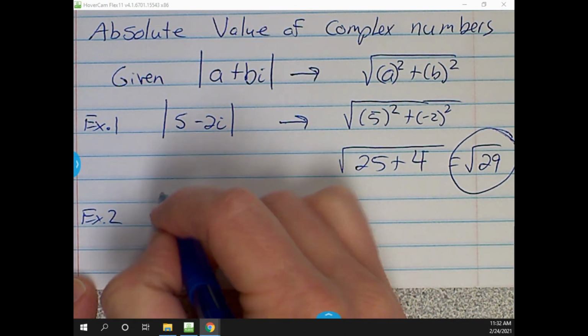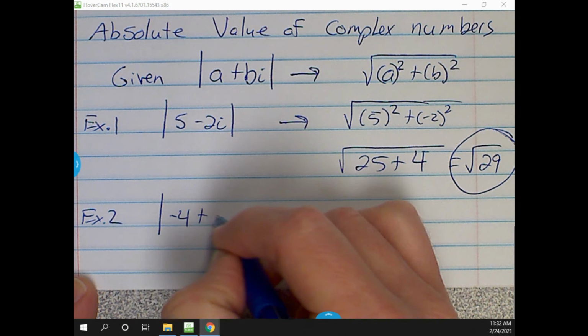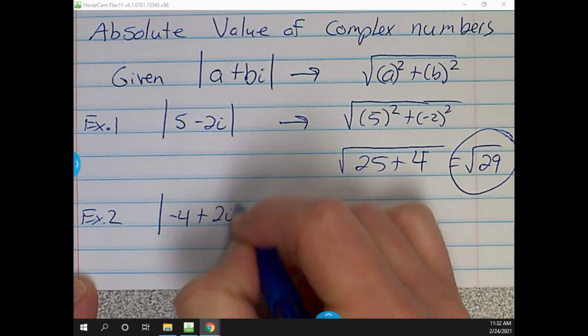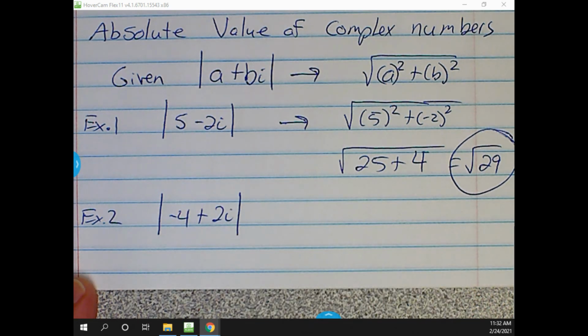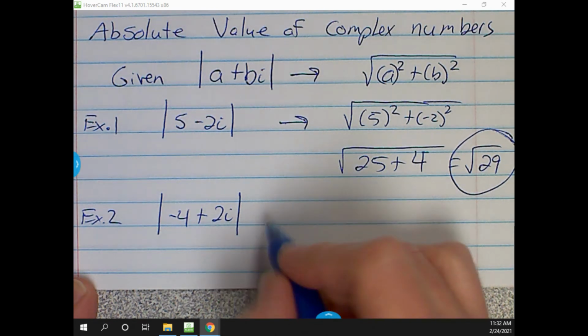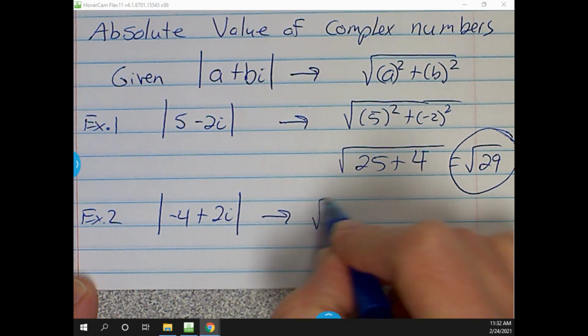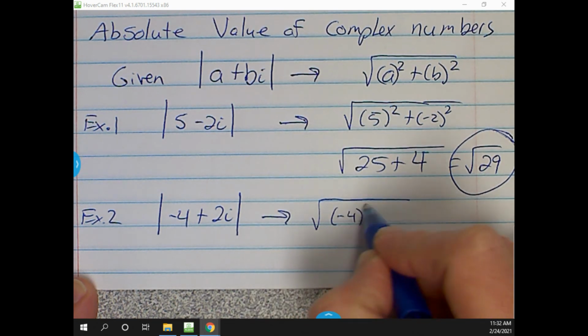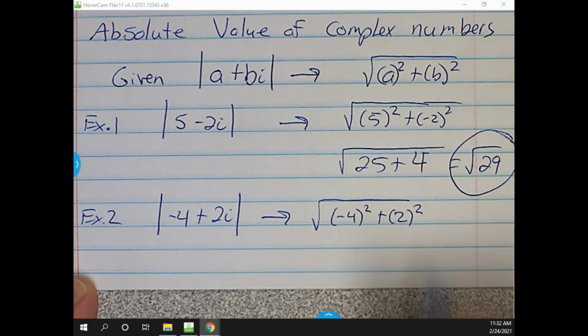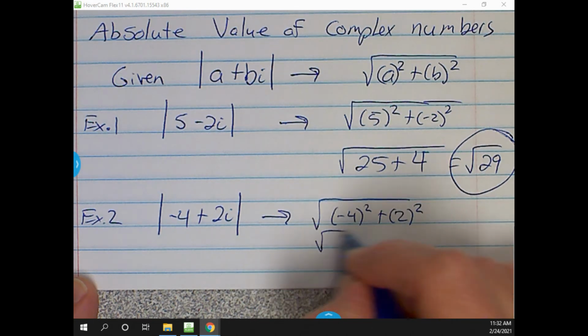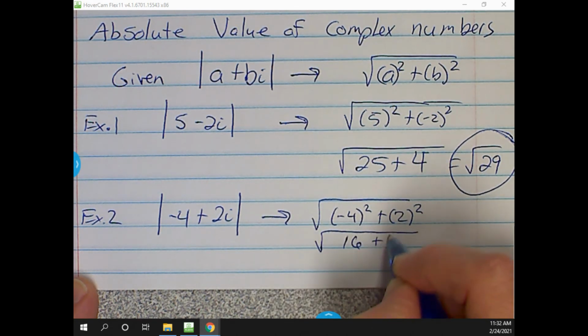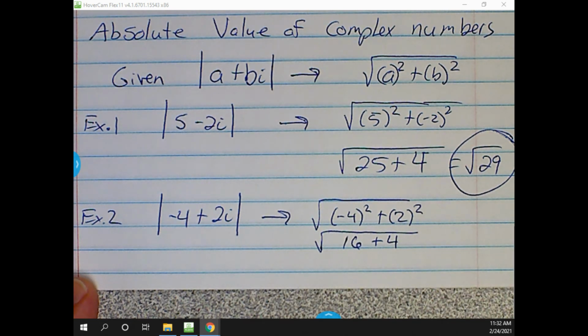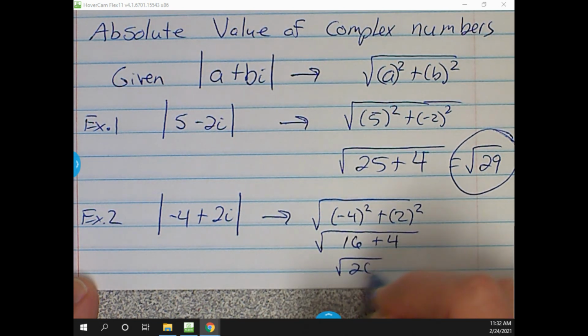Let's do the absolute value of -4 plus 2i. Okay, so all we're going to do is take the square root of the first number squared plus the second number squared. Okay, -4 times -4 is 16. 2 times 2 is 4. So it's the square root of 20.